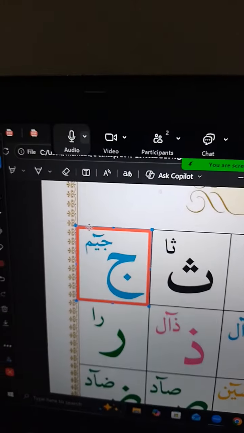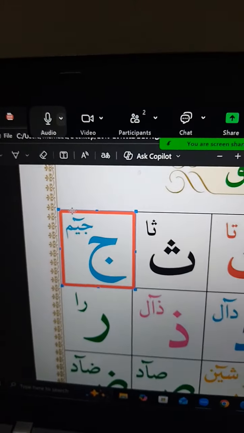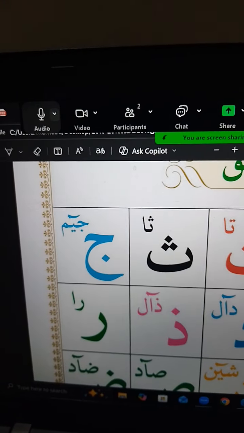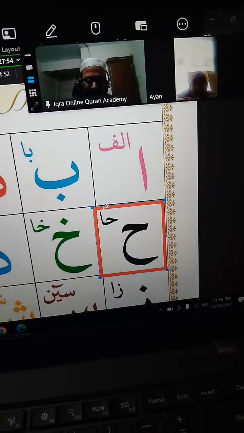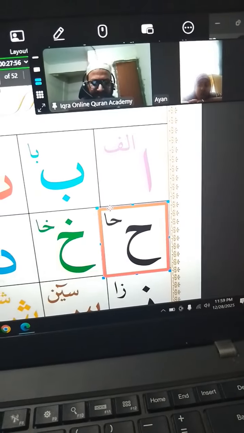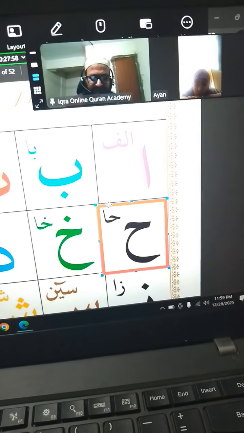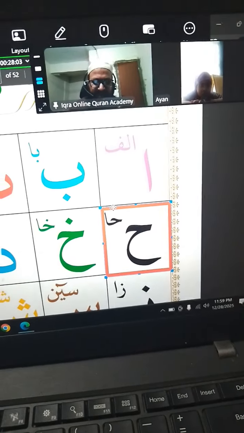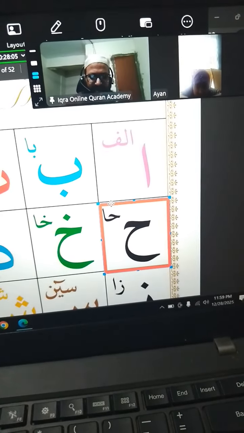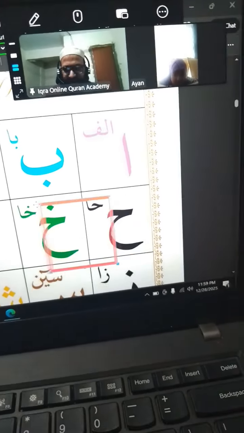Next one with dot in the tummy of this letter. The name of this letter, Jim. Yeah, good, mashallah. This one in black color, Ha. It will exit from the mid of throat. Okay, mid of throat. And this one, Kha.